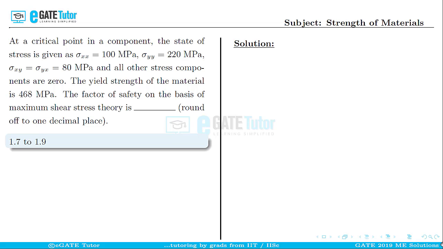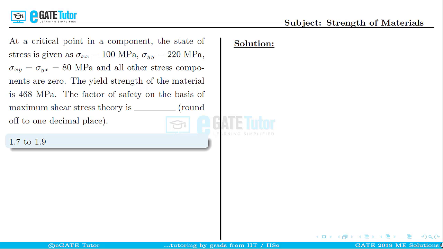This question is from strength of materials for 2 marks. At a critical point in a component, the state of stress is given as sigma xx is equal to 100 megapascals, sigma yy is equal to 220 megapascals, sigma xy is equal to sigma yx is equal to 80 megapascals, and all other stress components are 0.